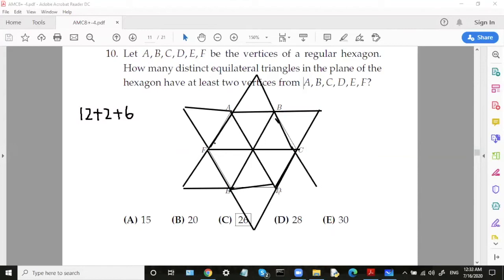So how many equilateral triangles of the size like this, the blue one? That size. So how many? It's 6. 1, 2, 3, 4, 5, 6. So we plus 6 again. So the total would be 26. So it's C.